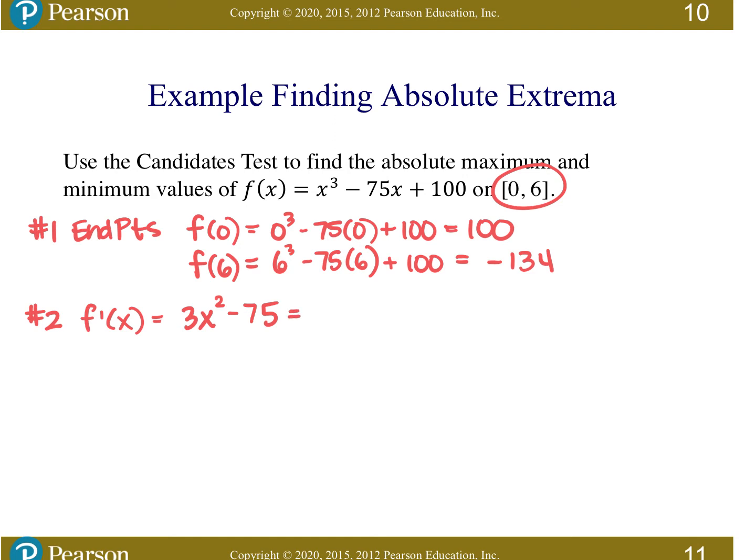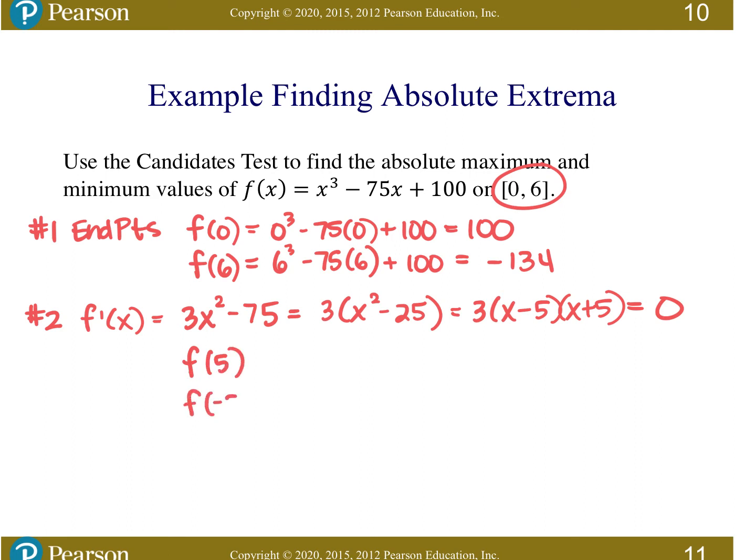First, I want to factor that. You might notice that 3 is common to 75, so this would be 3 times x squared minus 25. And then x squared minus 25 can be factored into x minus 5 and x plus 5, and that gets set equal to 0. So the solutions when we set x minus 5 and x plus 5 equal to 0 give me more candidates, and my other candidates are now 5 and negative 5. So now I want to check f of 5 and f of negative 5, and these are my additional candidates that could be the absolute.